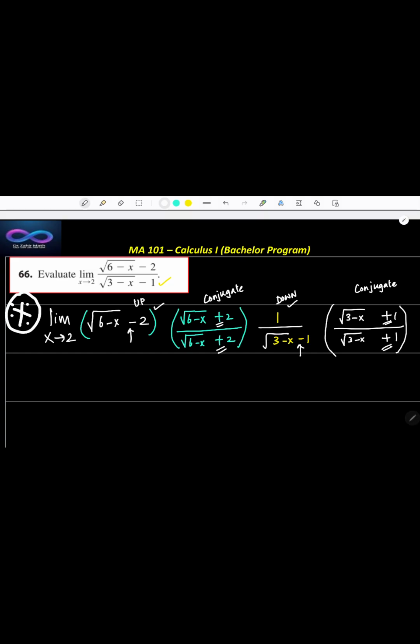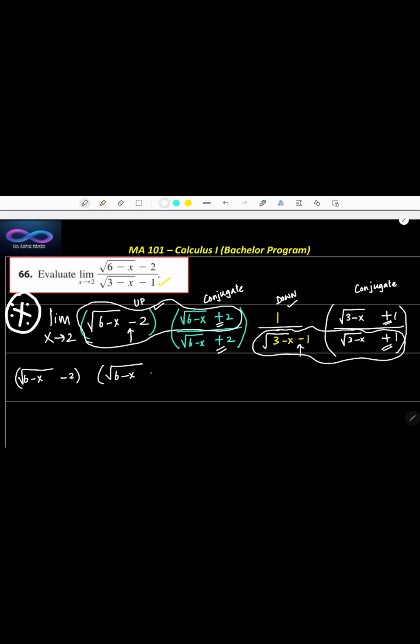Now what are you going to do, teacher? The same pair you take together. Same family people you take together. What is the same family, teacher? This one is the same family. Are you okay with that? Yes, minus plus. And this one is the same family. You can see that? Yes, this is the same family. So what I'm going to do is take the first one, 6 minus x minus 2, multiplied by square root of 6 minus x plus 2.